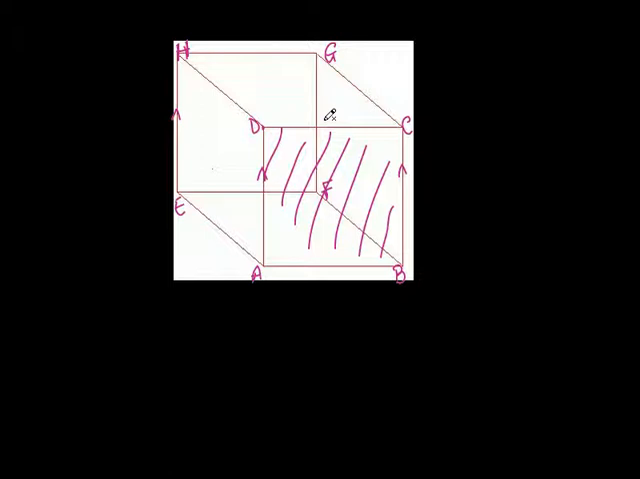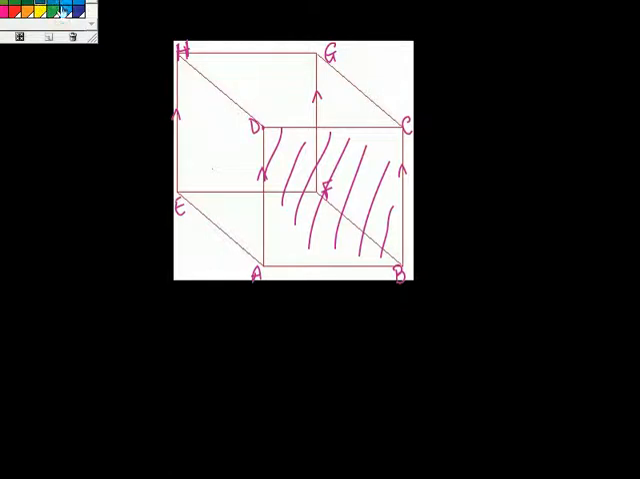What about HE and GF? Do they lie in the same plane? Yeah, which plane? Just describe it. The back one. Good, because this is the front, this is the left side. We'll call this the back one. HE and GF lie on the back plane, don't they? And will they intersect each other? No, because they go straight up and down, so they would be parallel to each other. Everybody see that?